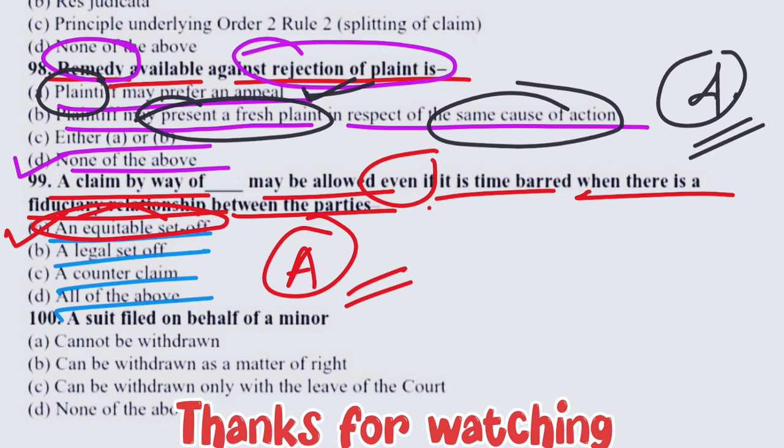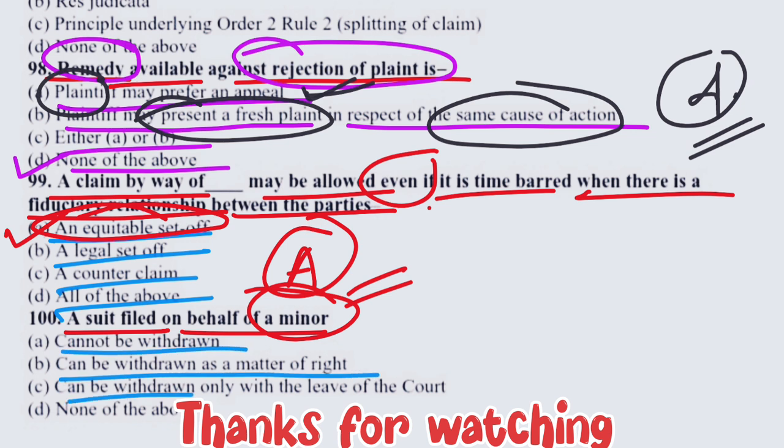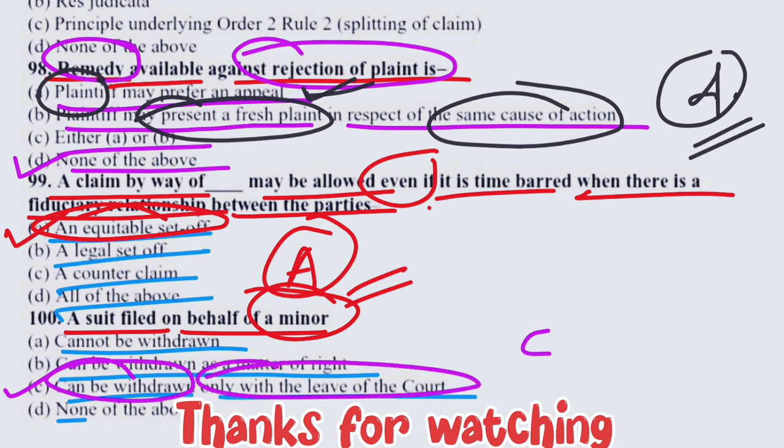So now moving to next question, and this is the last question. Last question is a suit filed on behalf of a minor. Options are cannot be withdrawn, can be withdrawn as a matter of right, can be withdrawn only with the leave of the court, none of the above. So in this case, the correct option would be option C. That means can be withdrawn only with the leave of the court. So in this case, option C would be the correct answer.